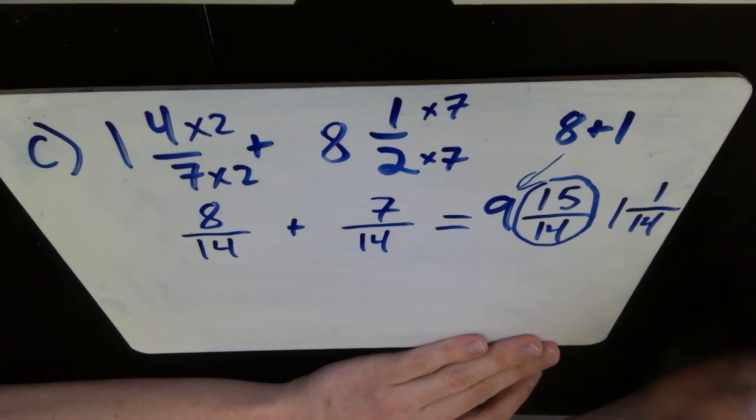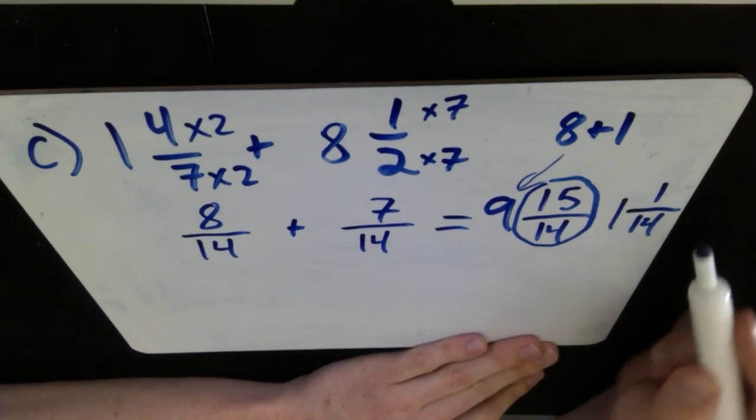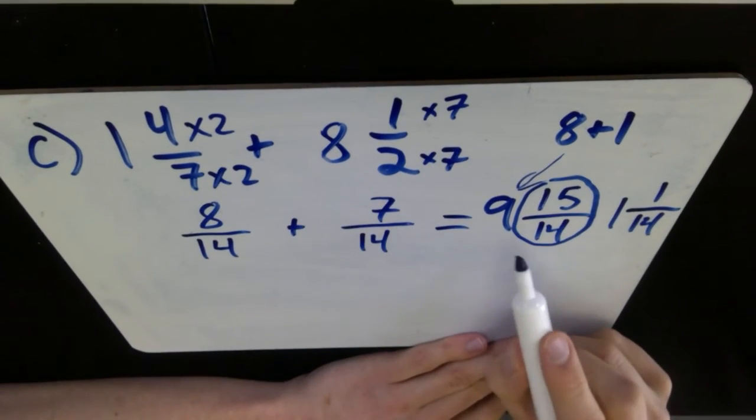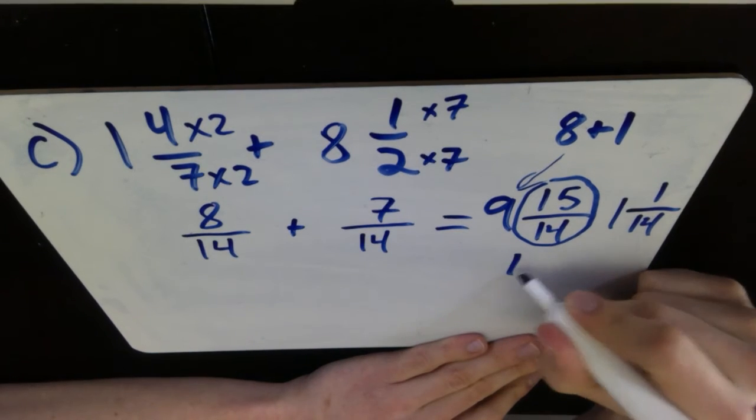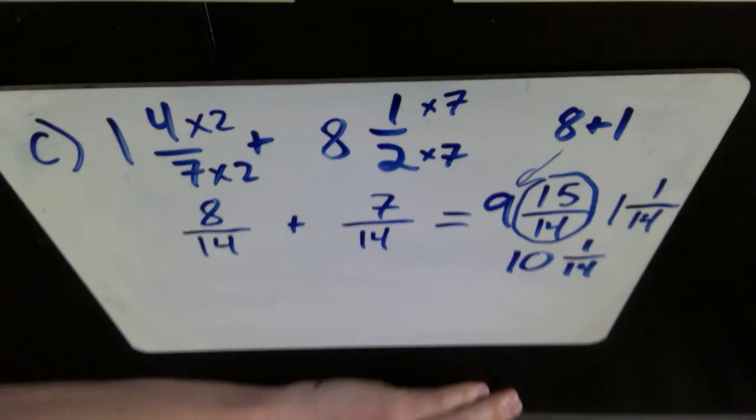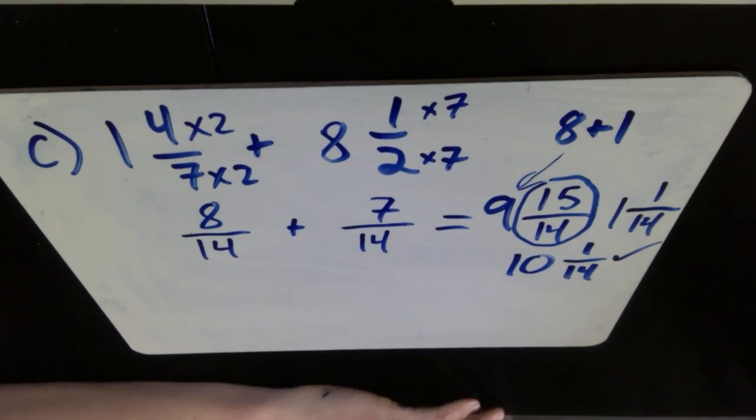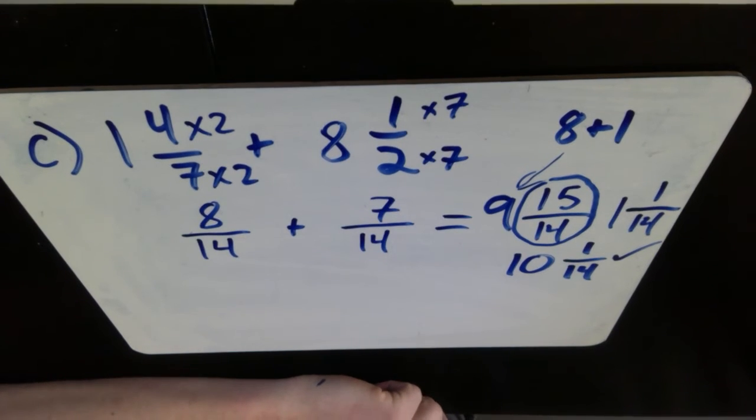What we have to do now is put 9 wholes together with 1 whole and 1 over 14. So add your whole numbers. 9 plus 1 is 10. And 1 over 14 stays as is. So that's where you get your mark in question 4C.